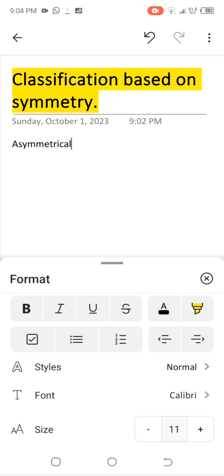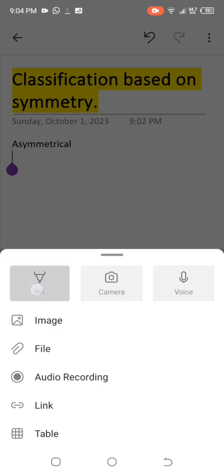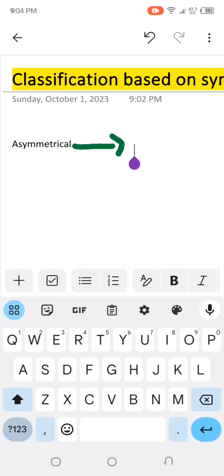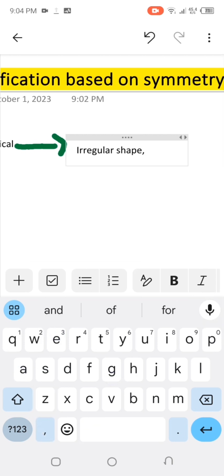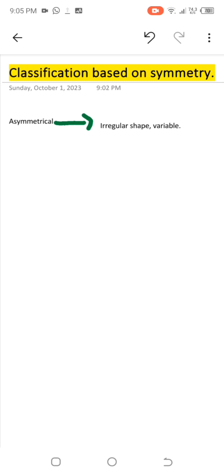Asymmetrical animals are those that have an irregular shape, or you can say variable. These are the asymmetrical ones, which have irregular shape and are very variable in shape.